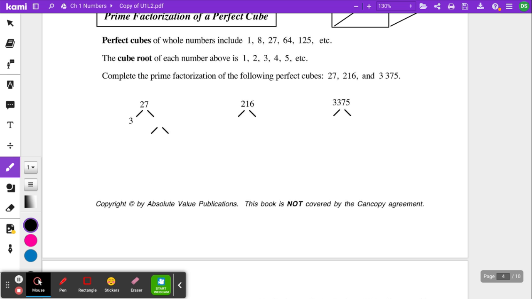2 goes in. How many times? 108. If you don't know, just start with 2 because it'll be easy. Okay, 108. Does 2 go in again? Yep. How many times? 54. Okay, do it again. How many times? 27. Okay, what goes into 27? 3 and 9, and then 3 and 3.